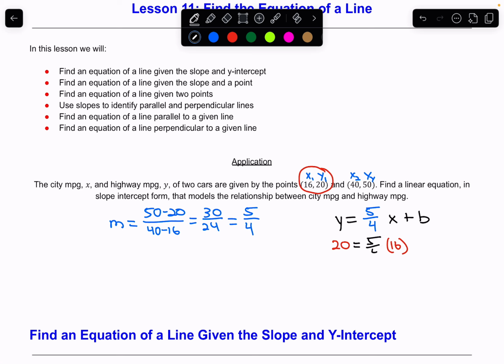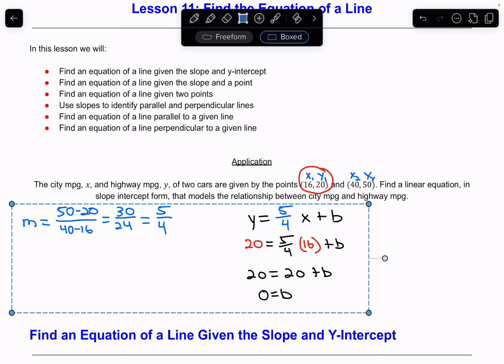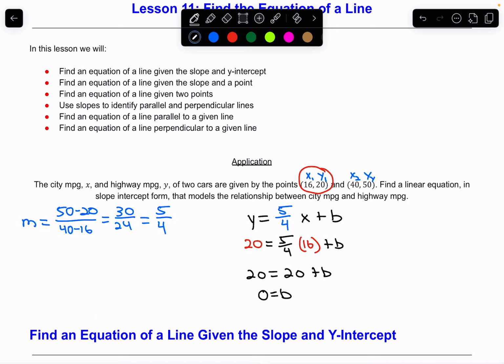So we're going to have 20 equals 5 over 4 times 16 plus b. 5 over 4 times 16 is a nice convenient fraction because 16 is divisible by 4. So 5 fourths times 16 is 20. So we get that 20 is equal to 20 plus b. If I subtract 20 from both sides, I get that b is actually 0, which is convenient because that means we don't even have to write a b value in our equation. So we can go ahead and just finish this off and say that y is equal to 5 over 4x. No b value on there. We don't even have to write it.